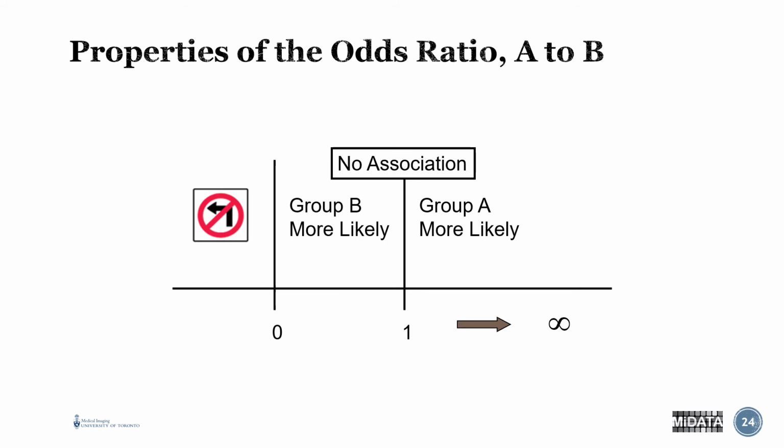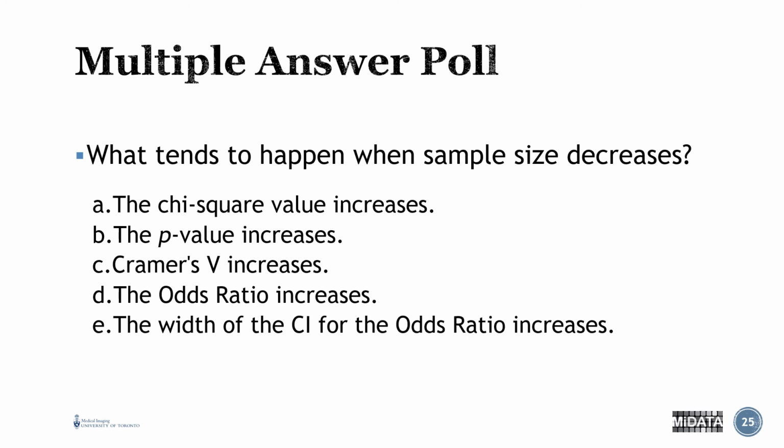Okay, quick quiz. What tends to happen when sample size decreases? The chi-square value increases, the p-value increases, Cramer's V, or phi, increases, the odds ratio increases, or the width of the confidence limit for the odds ratio increases.